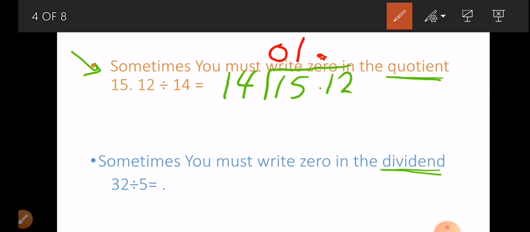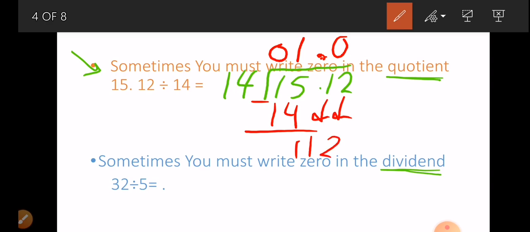One group of 14 in the 15. Then multiply it: 1 times 14 gives me 14. Subtract, you will have 1. 1 is less than 14, so I will bring down another 1. After bringing down, remember, you should start the same steps of the long division again. So 11 divided by 14. Yes, we took a rule: small number divided by big number, I should put 0. So 0 above the 1. Then bring down the next digit. Now it's 112 divided by 14.